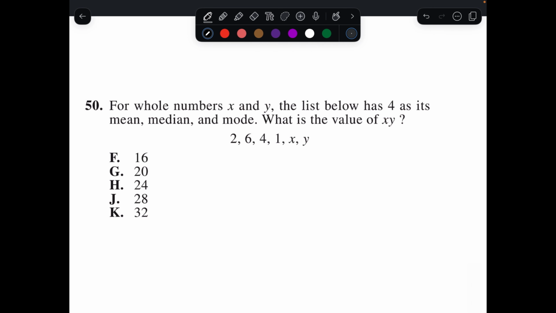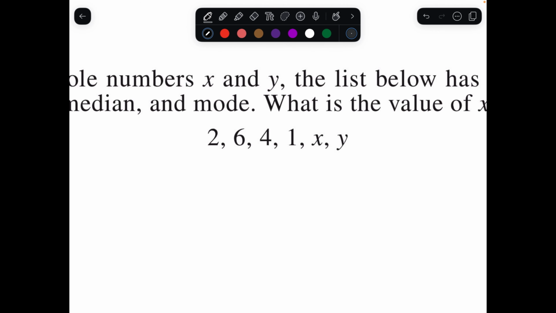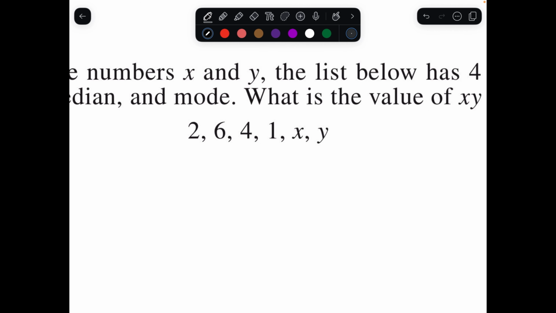Question 50 says, for whole numbers x and y, the list below has 4 as its mean, median, and mode. What is the value of xy? So for this question, first let's focus on the mode part. If I look at this list, it says the 4 is the mode, but the mode is the most frequent number that appears in the list. But here, 2 appears once, 6 appears once, 4 appears once, and 1 appears once.